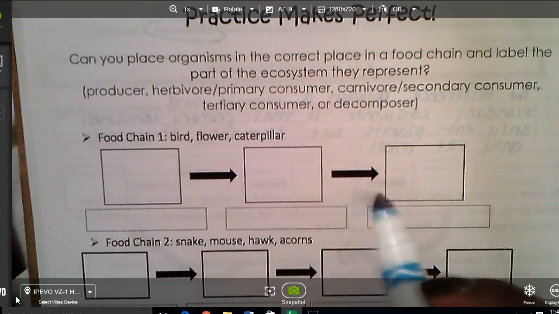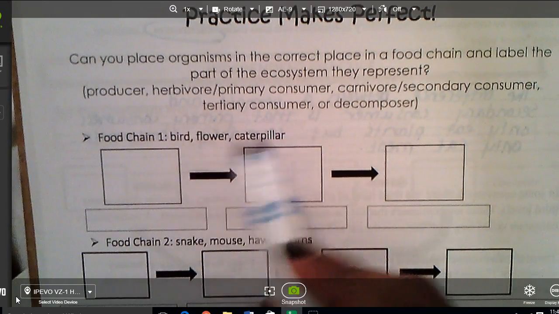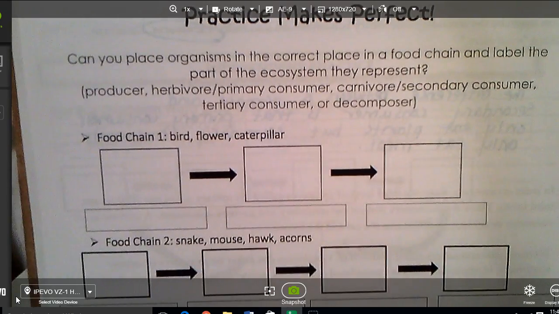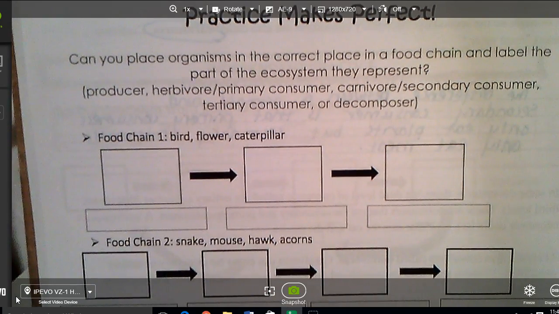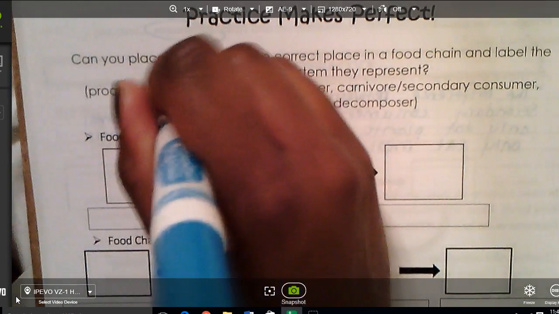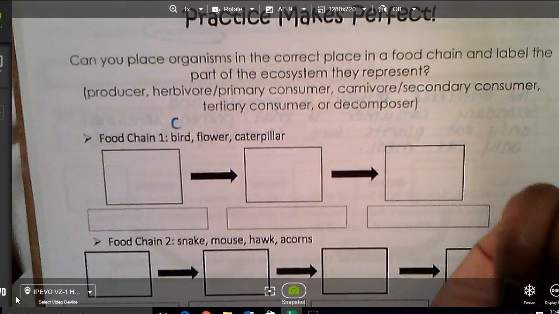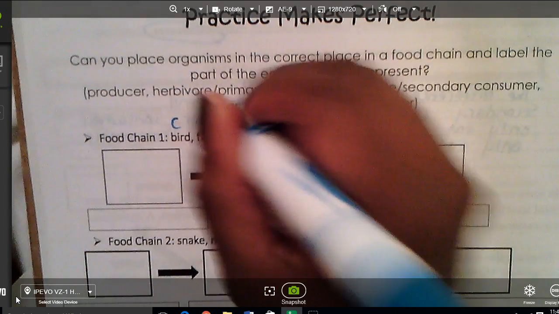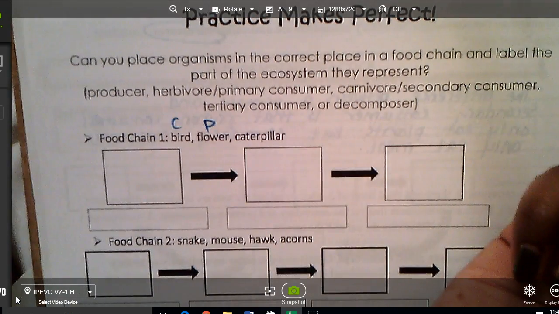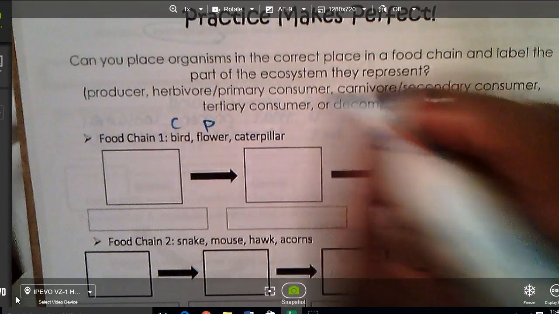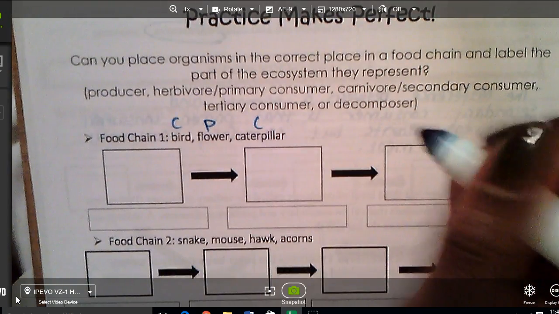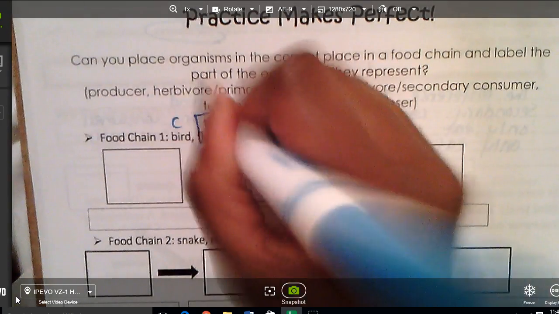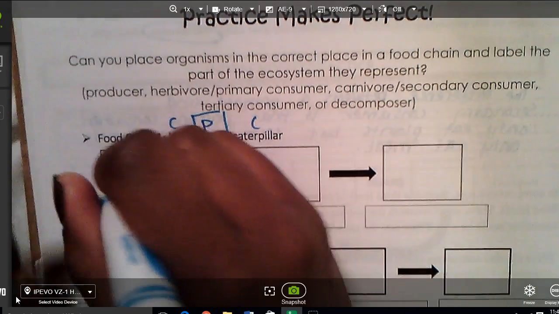So we have 3 organisms in this food chain: bird, flower, caterpillar. Easiest thing to do is label above them if they are a producer, consumer, or decomposer. So bird, I know, is a consumer. Flower, that's a plant. It's going to make its own food. It's a producer. Caterpillar, gonna eat plants. It's a consumer. We know that our food chain always begins with a producer, so we will put flower here.